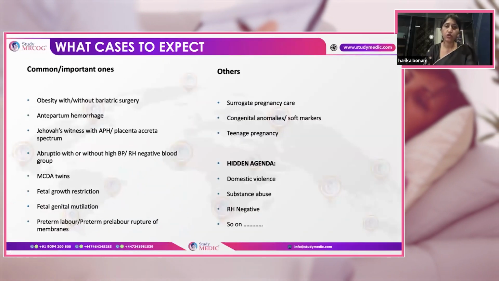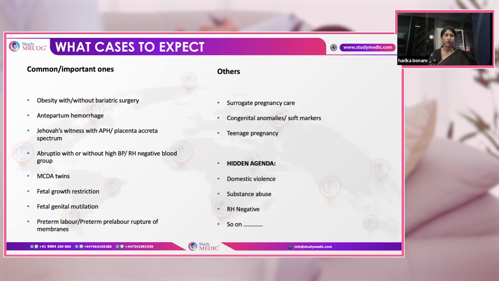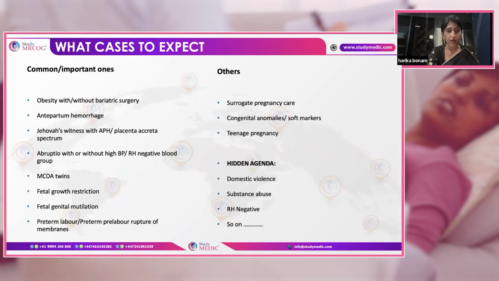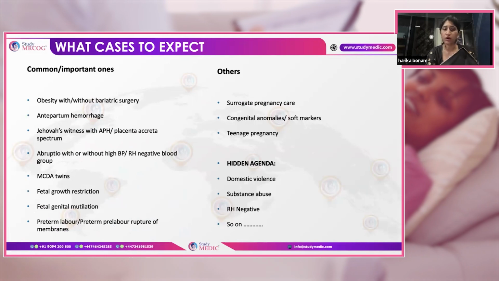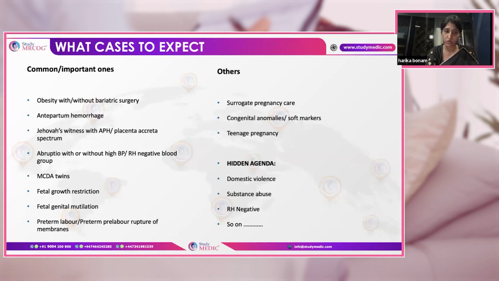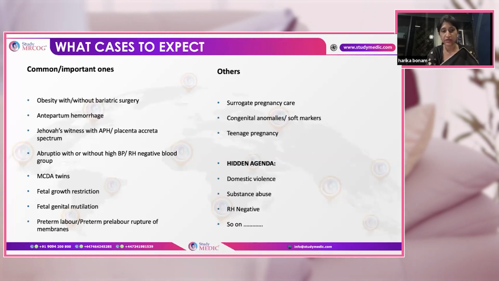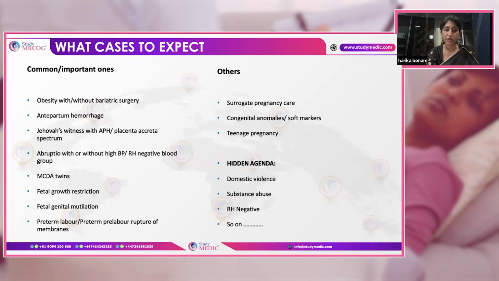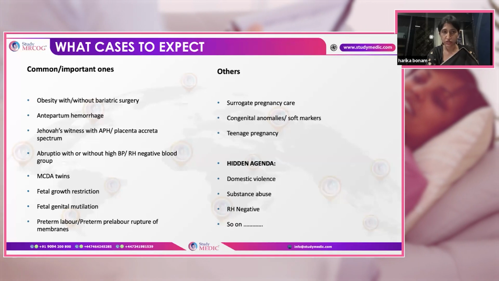So what cases do we see, or what cases do we expect in antenatal care module? The most important ones usually are antepartum hemorrhage, Jehovah's Witness with antepartum hemorrhage or placenta accreta spectrum, abruption with or without high blood pressure. Most of the time, the hidden agenda can be Rh negative blood group in these abruption scenarios, MCDA twins, fetal growth restriction, female genital mutilation, preterm labor, preterm pre-labor rupture of membranes, PPROM, and obesity with or without bariatric surgery.